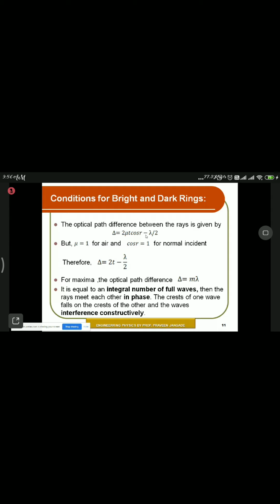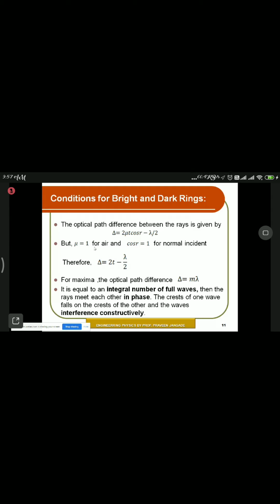We are considering that factor as either a loss or a gain. If you say loss, it may be minus lambda by 2. If you say gain, it will be plus. Therefore you can take both the plus and minus sign in the total optical path difference, that is 2 mu t cos r plus or minus lambda by 2. And then further it has been modified.